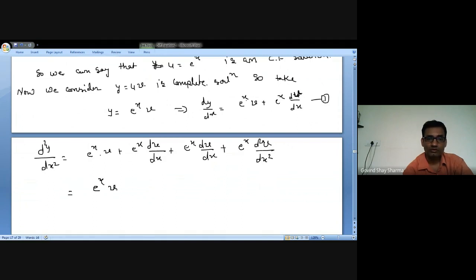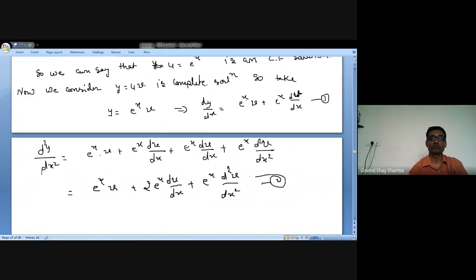ठीक है, x plus 2 e की power x dv/dx plus e की power x d2v/dx2. ये दो इक्वेशन y, dy upon dx and d2y/dx2, ये तीनों हम उठा कर रख देते हैं.